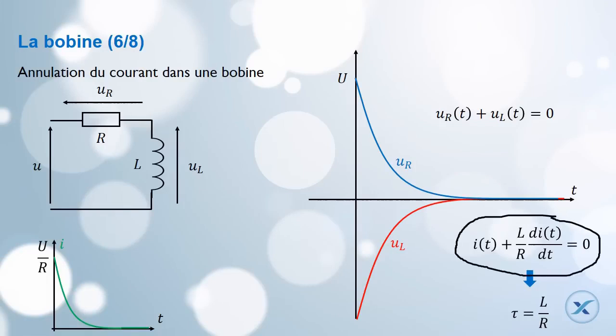This time, the equation governing this phenomenon is i plus L over R di/dt equal to 0. So it's still a first-order differential equation, with the same constant tau, which is always equal to L over R. So what we observe both for the establishment of current and for the cancellation of current in a coil is that it does not happen instantaneously. We can see that it takes some time for the current to reach its steady state. And that's what we saw at the very beginning of the presentation. The property of the coil is that it prevents the current from varying. The current will vary with a certain transient over a certain time.